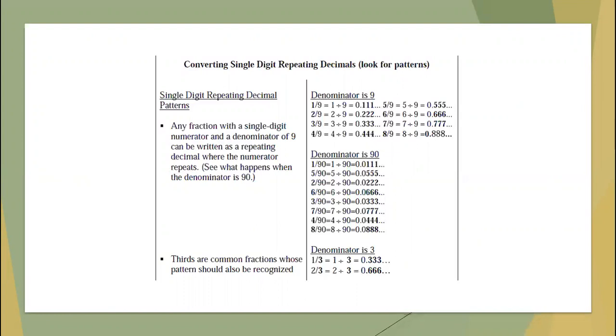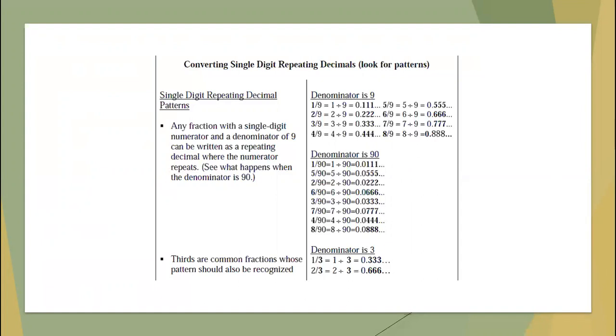But when it's over 90 and the numbers are less than 9, it's going to be a repeating decimal, but there will be a 0 first. So for example, 1 over 90 will equal 0.0111 repeating. But listen, this doesn't exist when it comes to 9 over 90 or anything above 9 over 90, because 9 over 90 is actually going to equal 0.1. So that rule doesn't exist after that.